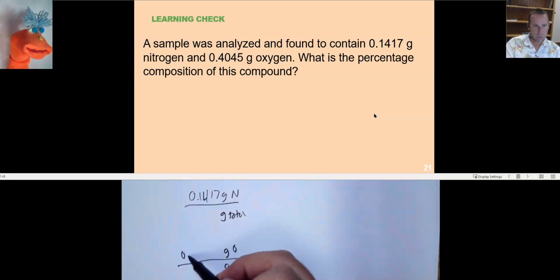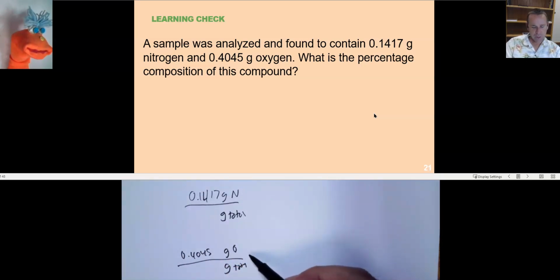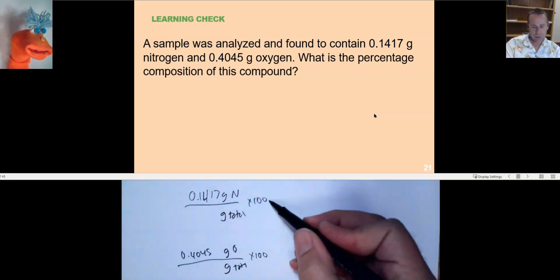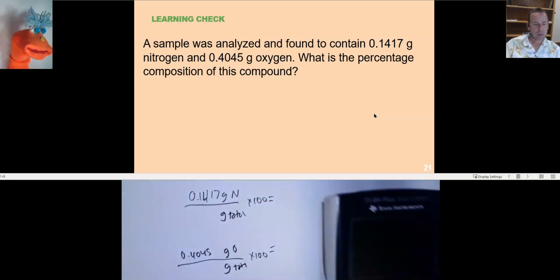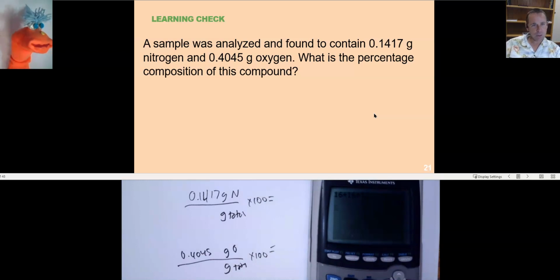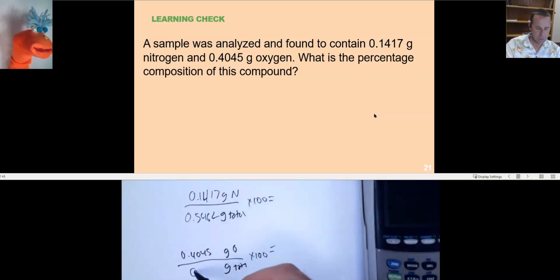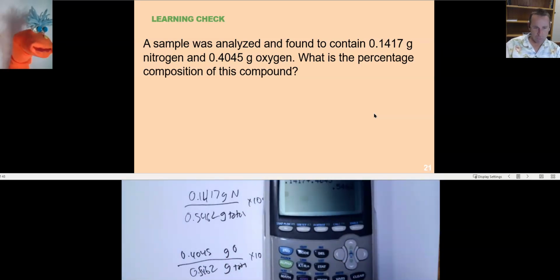And we got 0.4045 grams oxygen over grams total. And then times 100 to get from the fraction to the percentage, or out of 100. Okay, so what is the grams total? 0.1417 plus 0.4045. Yeah, so 0.5462.